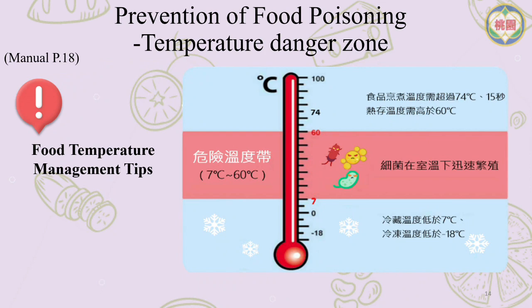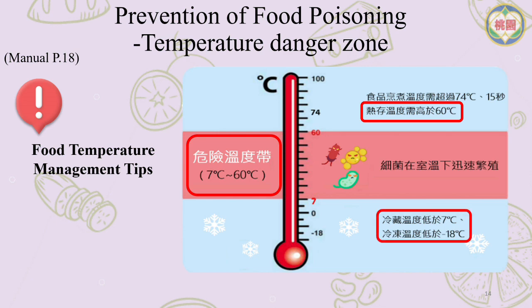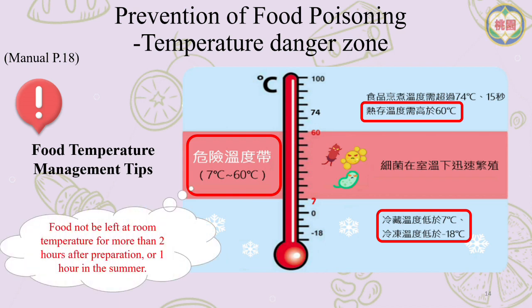According to the Food and Drug Administration's FAQs on food poisoning, the temperature between 7 and 60 degrees Celsius is called the dangerous temperature zone, because many bacteria can grow and multiply rapidly in this temperature range. In terms of storage temperature, the hot storage temperature needs to be higher than 60 degrees Celsius, and the cold storage temperature needs to be lower than 7 degrees Celsius to prevent bacterial growth. It is recommended not to leave food at room temperature for more than 2 hours after preparation, and not for more than 1 hour during summer.